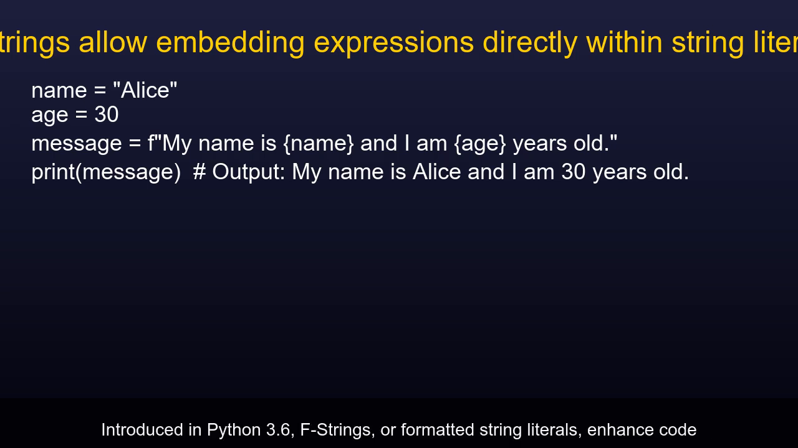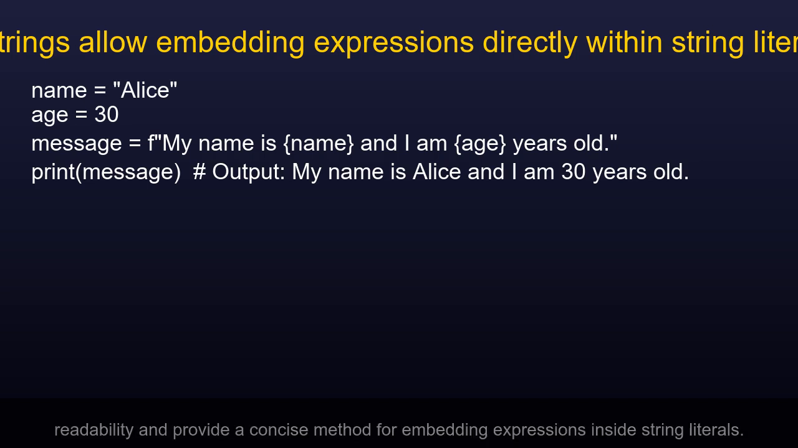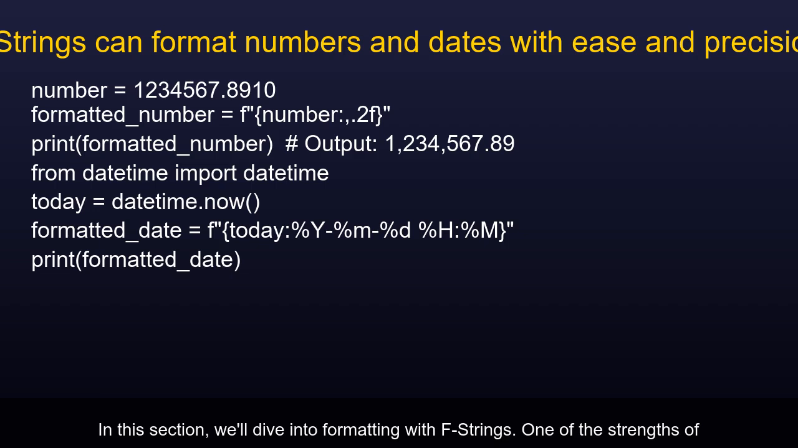Introduced in Python 3.6, F-strings, or formatted string literals, enhance code readability and provide a concise method for embedding expressions inside string literals. In this section, we'll dive into formatting with F-strings.